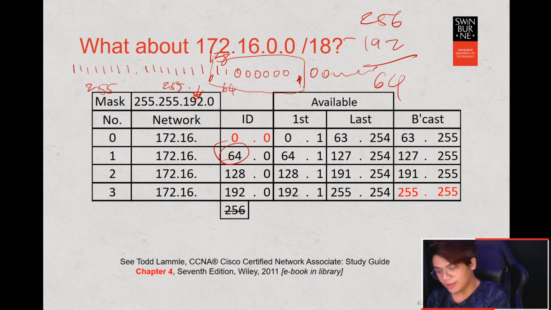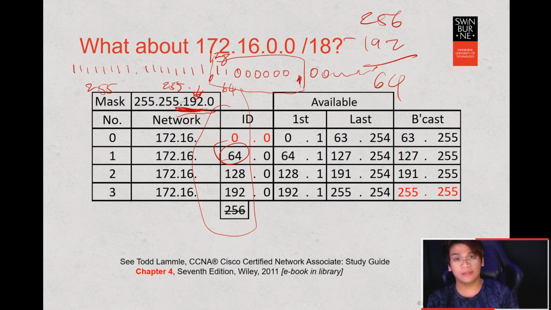Why is it over here? Because the non-0 is happening in the third octet, not the fourth octet, okay? So another subnet is 172.16.128.0 and so on. Okay?